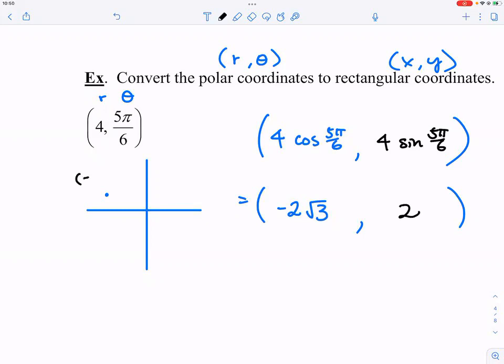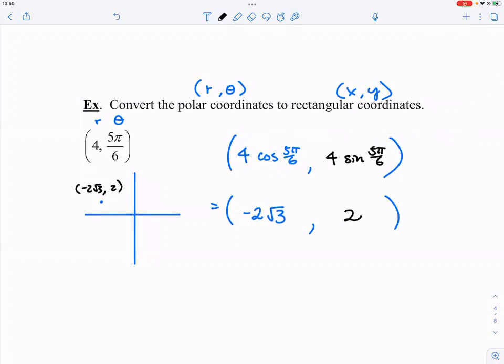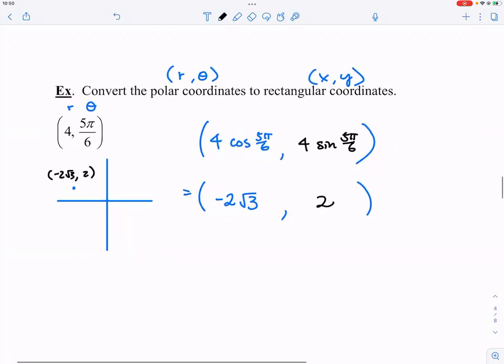So if I have to label this point with rectangular xy coordinates, it will be negative 2 root 3 comma 2. And you may not know for sure if they are correct, but at the very least, you should know the signs. So this is how we change polar coordinates to rectangular coordinates.